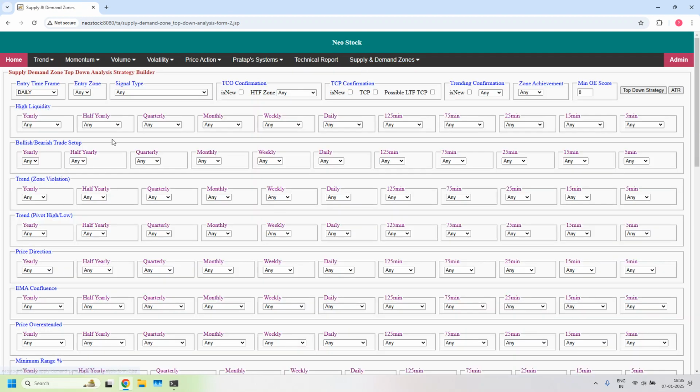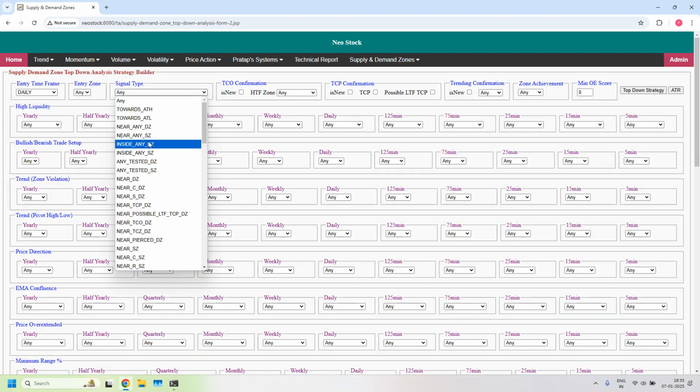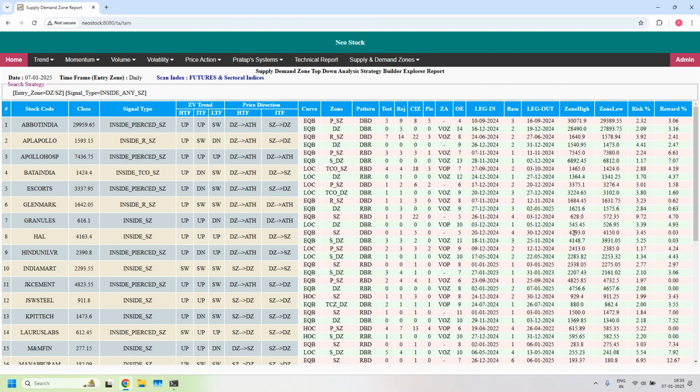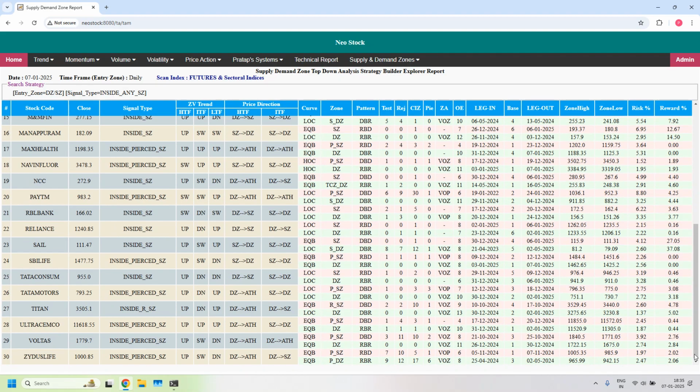Okay, next daily time frame. Price closed inside the daily supply zone. Let us filter. First 15 stocks in the list. I am scrolling the list down. So total 30 stocks are filtered where price closed inside the daily supply zone.